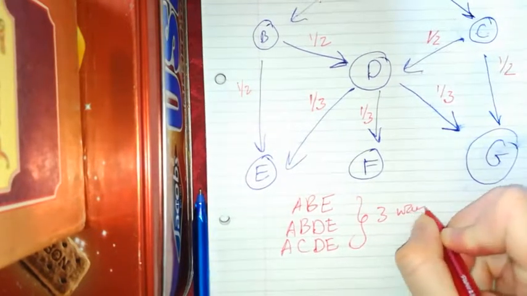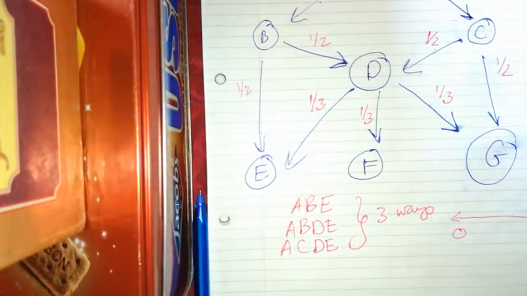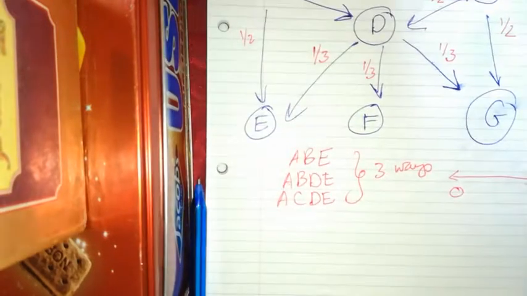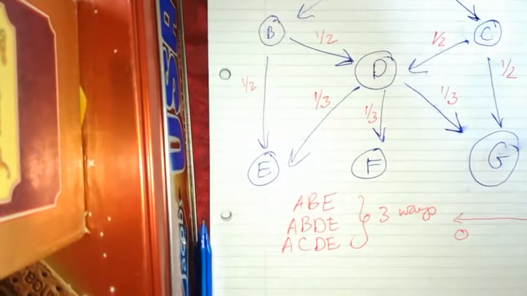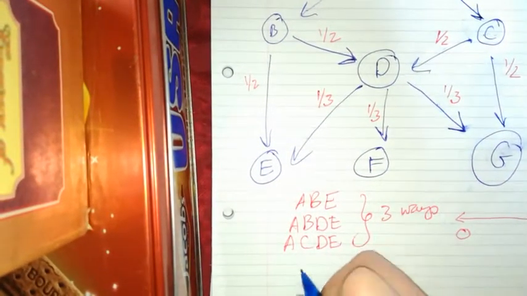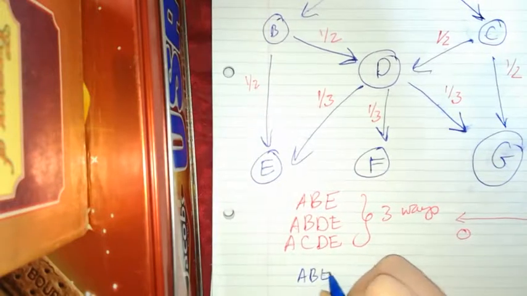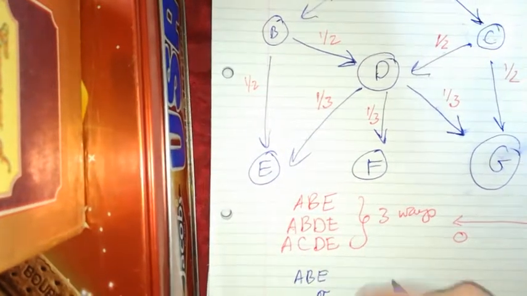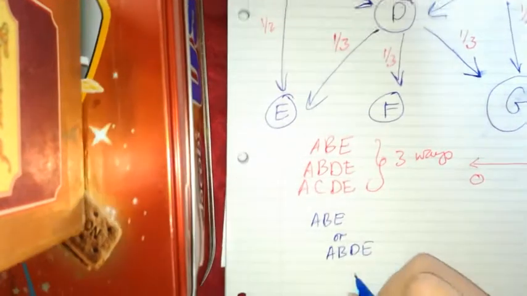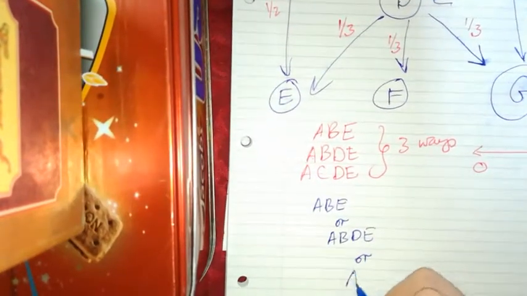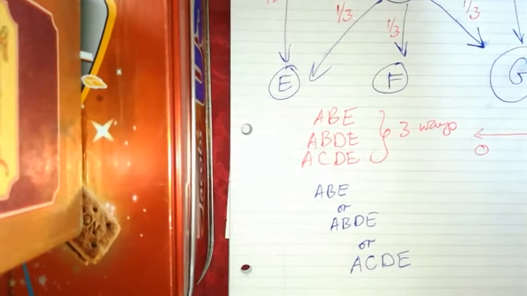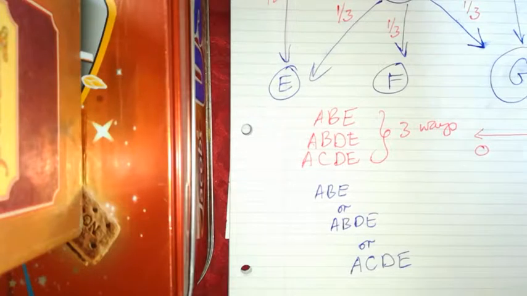So if the skier starts at point A, find the probability that the skier will reach point E. So we have 3 different ways. We want the probability that he goes on way 1, which is A, B, E, or the probability that he goes way 2, which is A, B, D, E, or the probability that he goes on way 3, which is A, C, D, E. In probability, if we can do one thing or another thing, we add the probabilities.